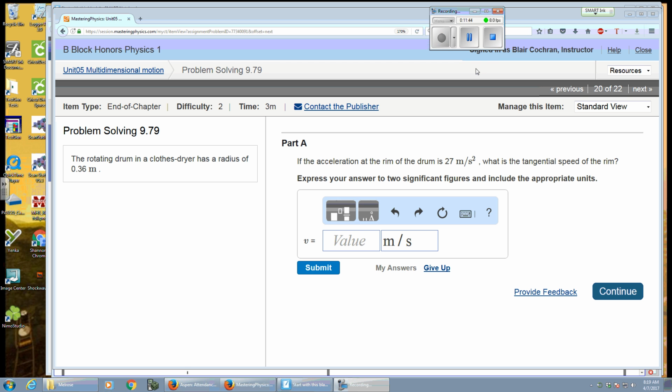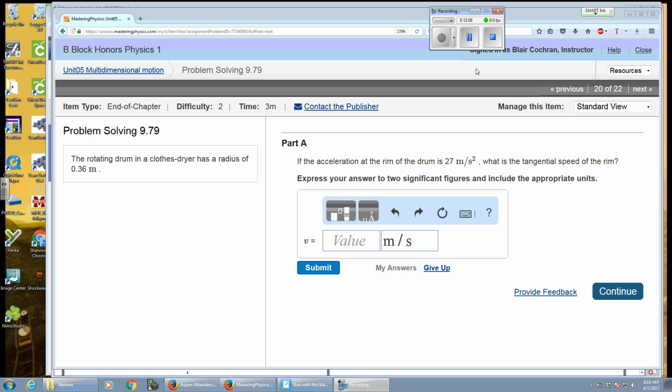On to number 20. You've got a clothes dryer. Everyone knows what a clothes dryer is, right? If not, learn before you go off to college. It's a good experience. It's a life tip you need: know how to do laundry.